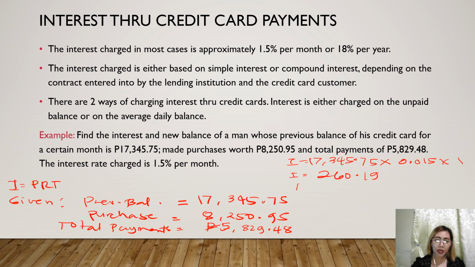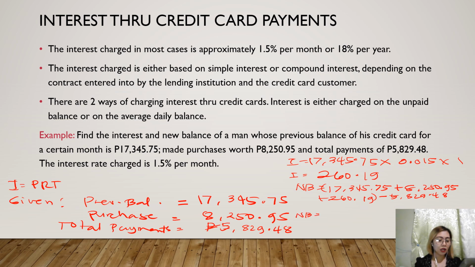Okay, so yung new balance natin ngayon, which is NB, yung previous balance, which is 17,345.75, plus yung purchase natin na 8,250.95, plus the interest 260.19. Okay? So, ito ngayon, ililess natin yung payment mo na 5,829.48. So, magkano na ngayon ang ating bagong balance?